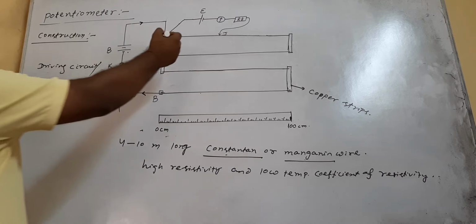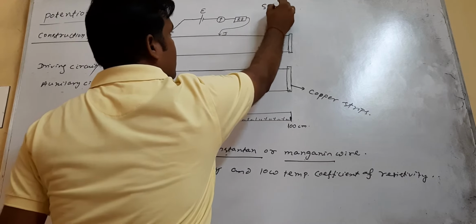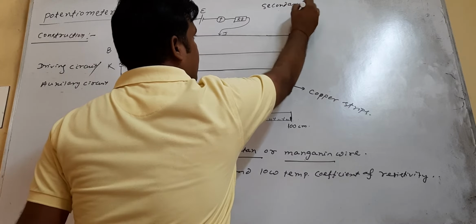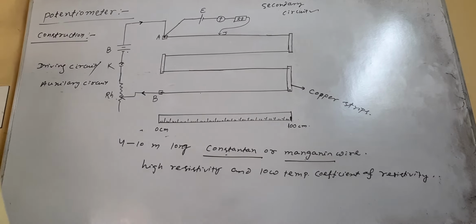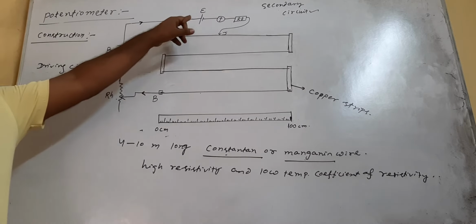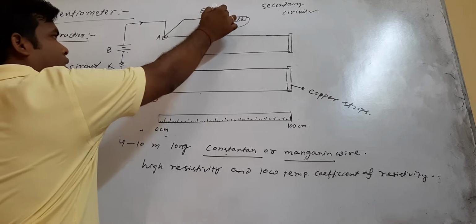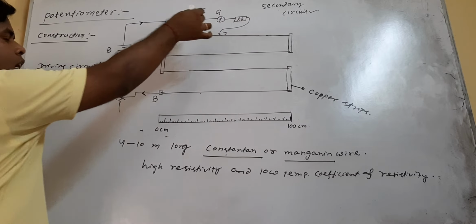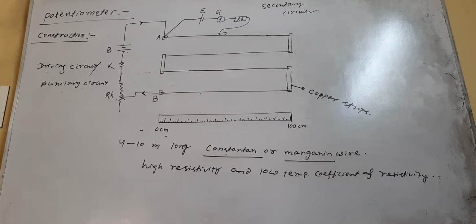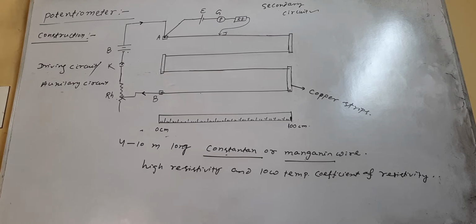And you see, this part is your secondary circuit. In this secondary circuit, you have a cell connected to a galvanometer, resistance box, and a jockey. It is all about your construction.